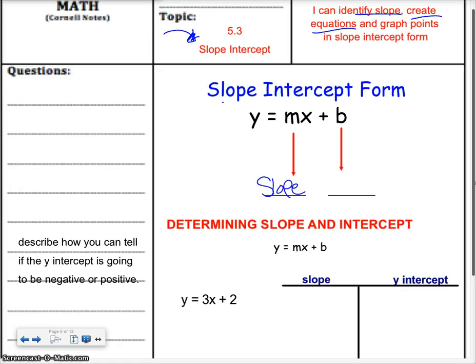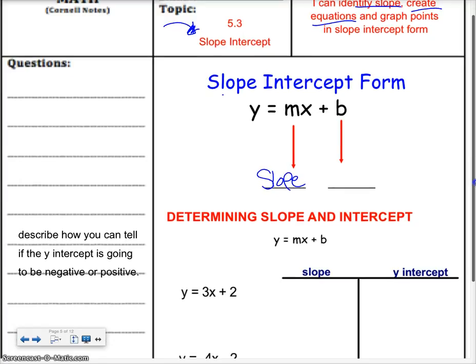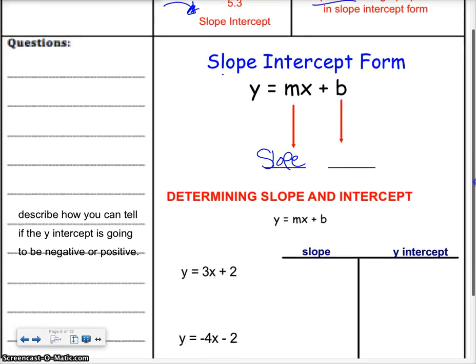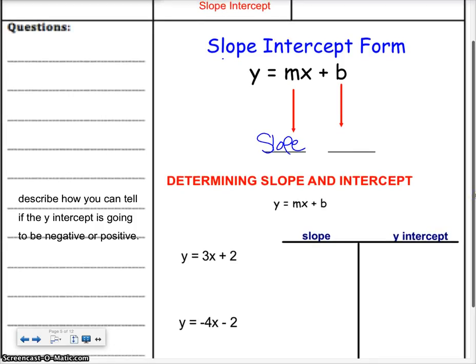It's that constant change, how that line is going to the next point, like up 2 over 1, up 2 over 1. B actually is where it crosses the y-axis. We call it the y-intercept.